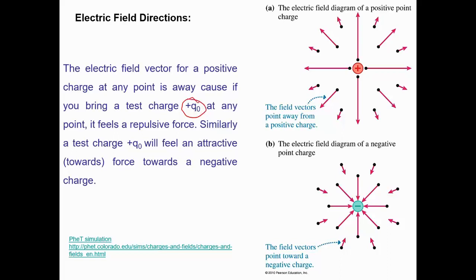So then, if you have a positive charge or a bunch of positive charges, what's the direction of this invisible field, the electric field direction? For a positive charge, it's radially outward. Why? Because if you bring a test charge, right?